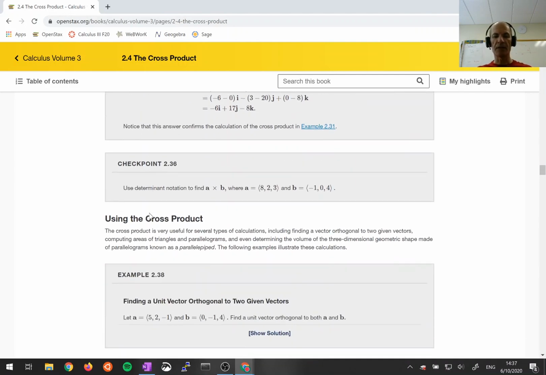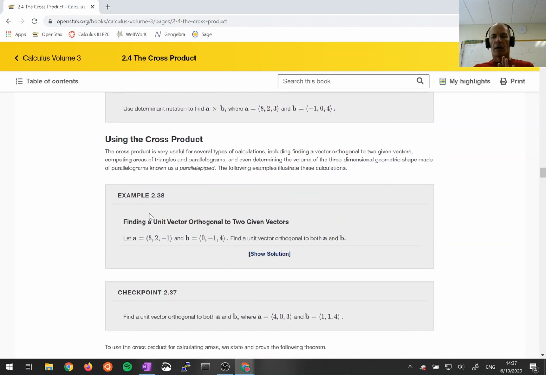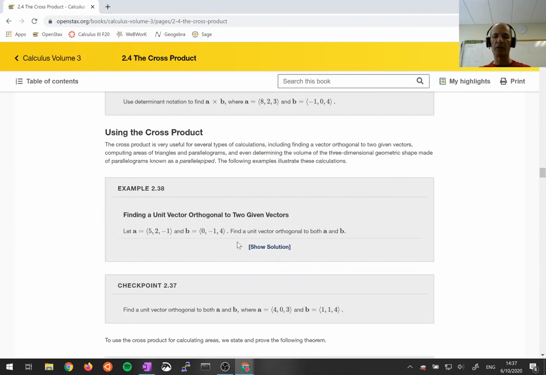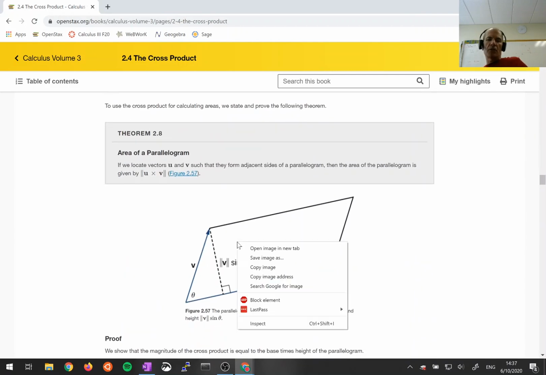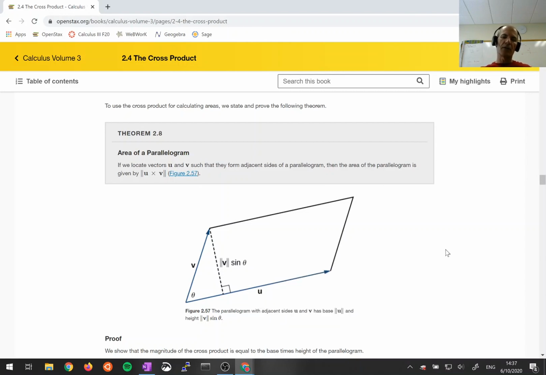All right, let's keep going. Using the cross product, for example, in this case, let A be this vector, B be this vector, find a unit vector that's orthogonal to both. You can take the cross product, and then you can divide by the magnitude, and that will give you that unit vector.